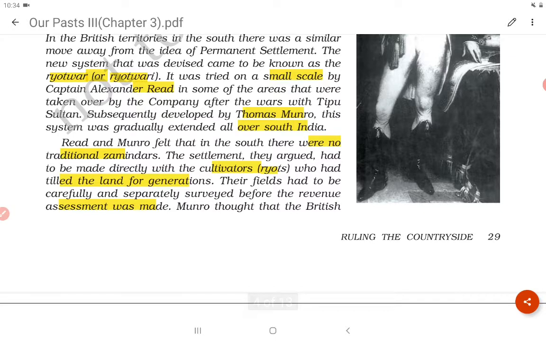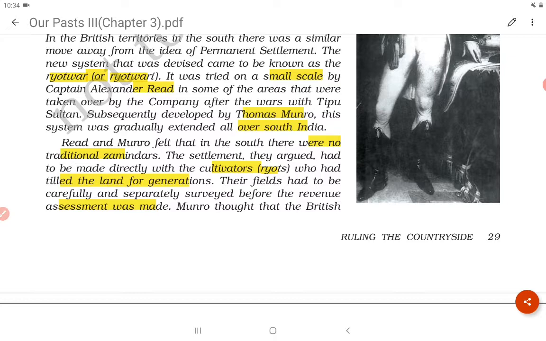So it was tried on a small scale by Captain Alexander Read in some of the areas that were taken over by the company after the wars with Tipu Sultan. Subsequently developed by Thomas Munro, this system was gradually extended all over South India. Read and Munro felt that in the south there were no traditional Zamindars.